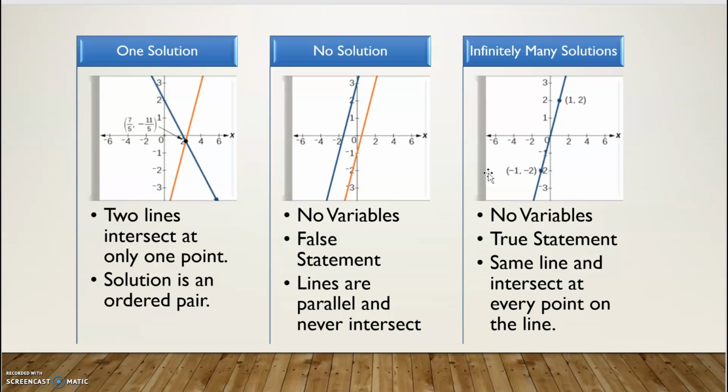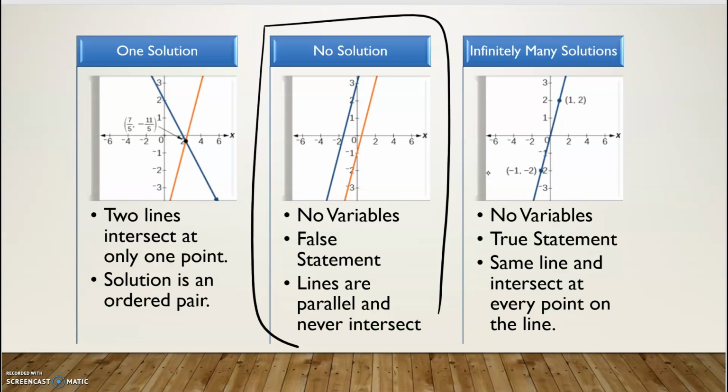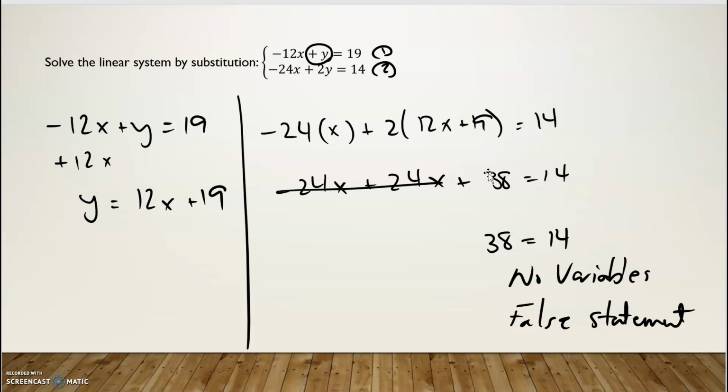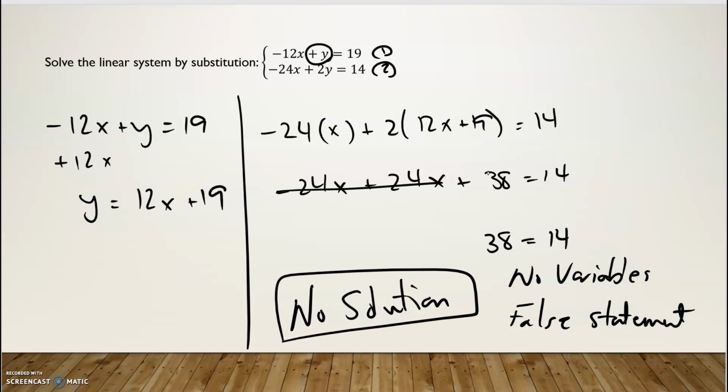In our last video, we talked about this right here. When you have no variables and a false statement, then what you have is parallel lines, which means they never intersect. And since they never intersect, that means that we have no solution. So for this problem, we have no solution.